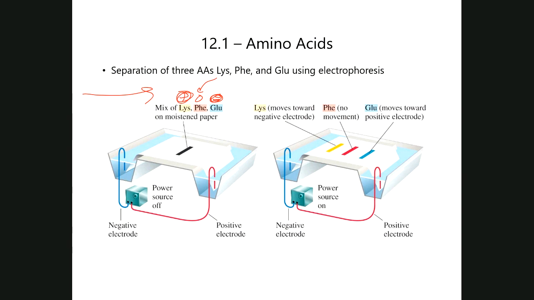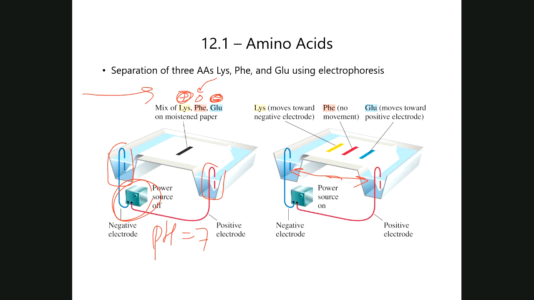So if you turn this on, and this is my negative electrode, and this is my positive electrode, then what's going to happen? What's going to happen is that the lysine, which, again, let's assume this is being done at pH 7, right? The lysine has a positive charge. Well, what's going to happen to the lysine? It's going to start migrating towards the negative electrode. What's going to happen to the glutamic acid? That's going to start moving towards the positive electrode, right?